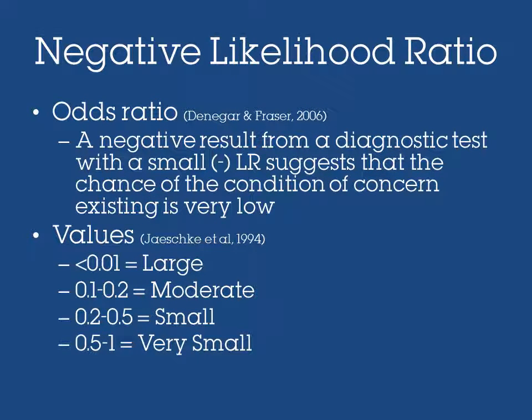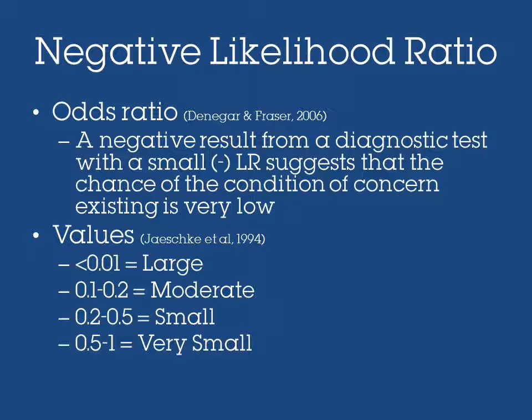When we move to the negative likelihood ratio, again, it's an odds ratio, where a negative result from a diagnostic test with a small likelihood ratio suggests that the chance of having the condition is very low. So we want a very small negative likelihood ratio. The smaller the negative likelihood ratio, the better.